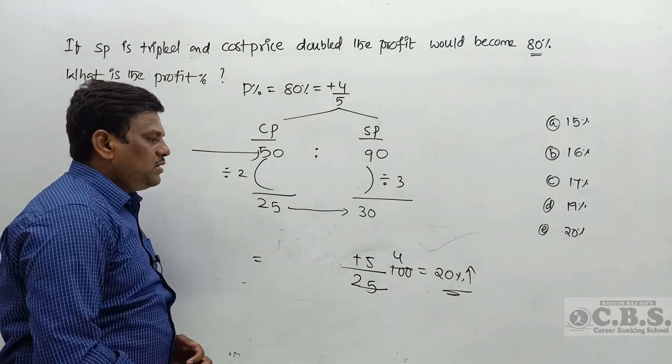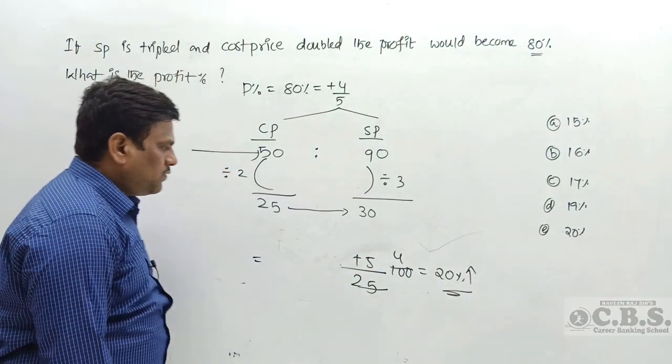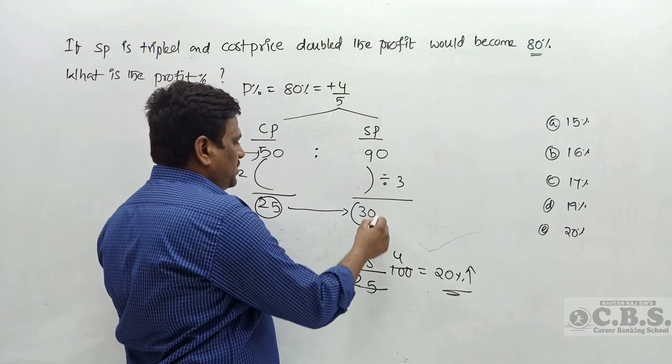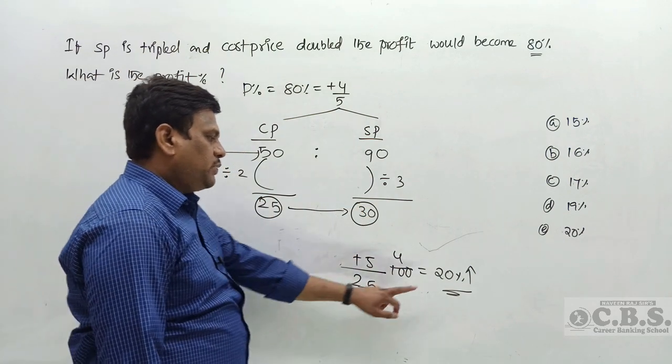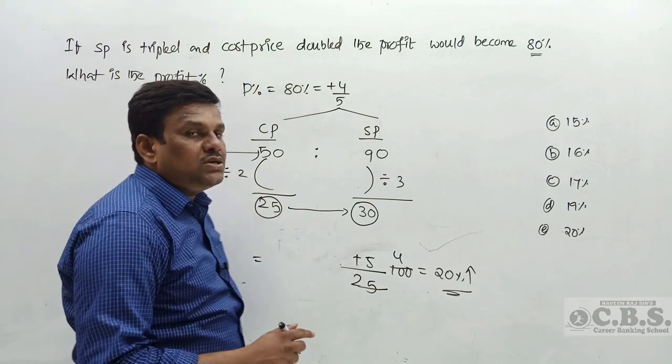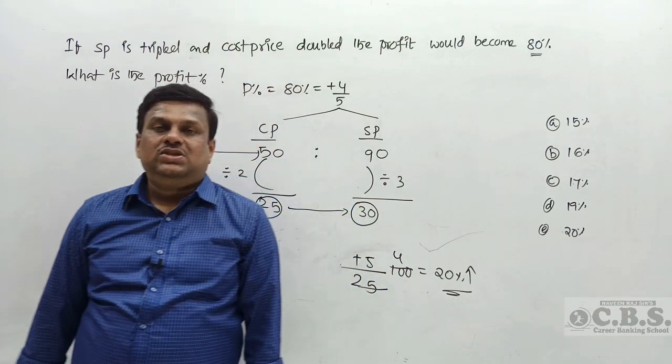Okay, what is the actual profit? So 20% is the actual profit, the answer. Okay, so the cost price is 25 rupees, the selling price how much? 30 rupees. What is the profit? 20% is the actual profit, the answer. Okay, so this is the method when there is a change of cost price and a change of selling price.